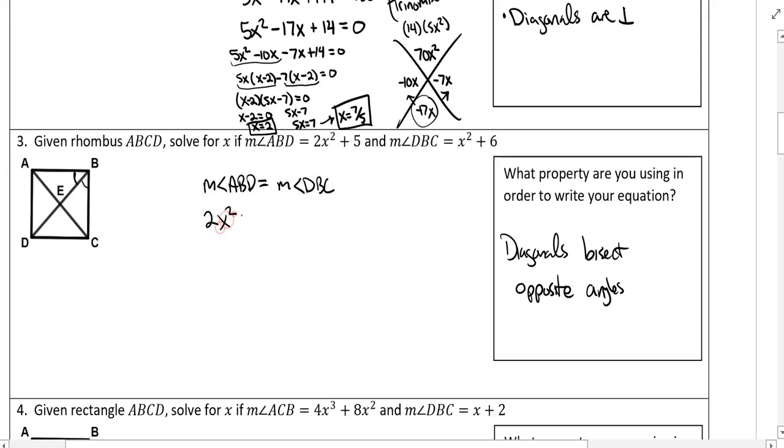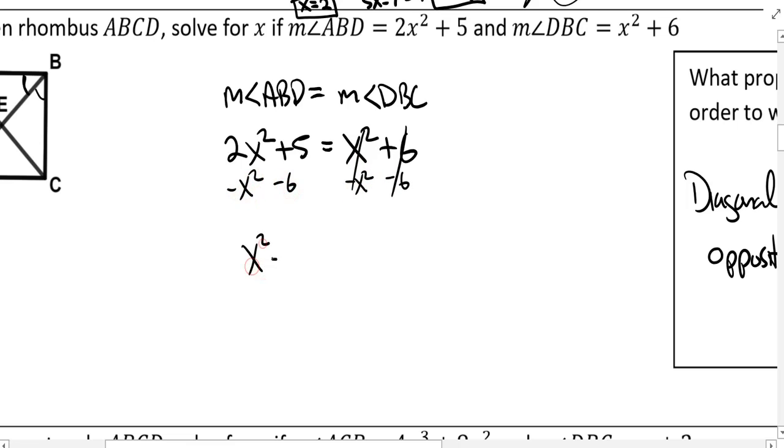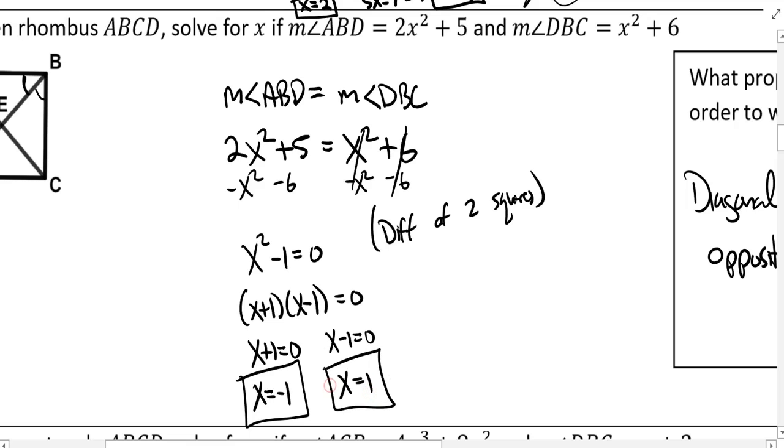So 2x squared plus 5 is equal to x squared plus 6. Zero this out. Minus 6 minus x squared. And you get x squared minus 1 is equal to 0, which is a difference of two squares. So x plus 1 times x minus 1 is equal to 0. Set those equal to 0 and solve. And you get x equals negative 1 and x equals positive 1.